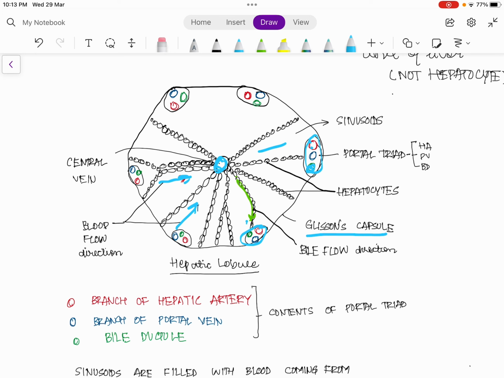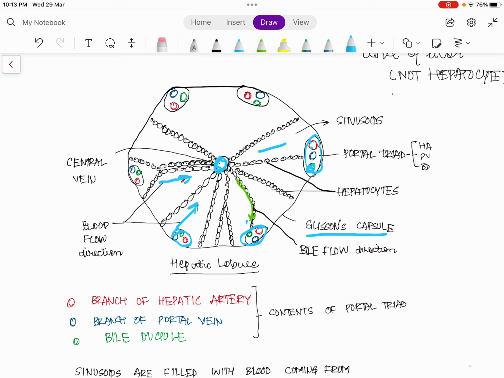On the periphery there are many channels which are called as portal triads. These portal triads contain three structures: hepatic artery, portal vein and bile ductule. Hepatic artery and portal vein bring blood to liver, and bile ductules carry bile from liver to the duodenum.